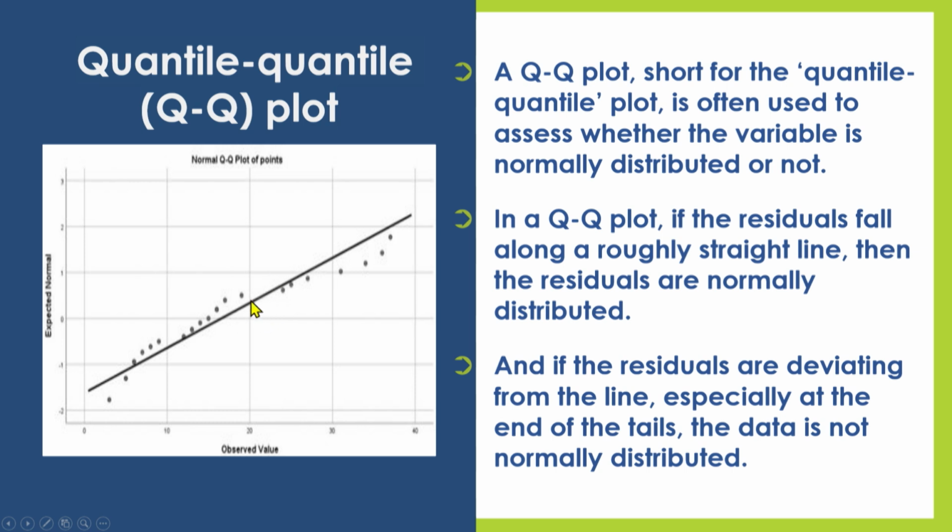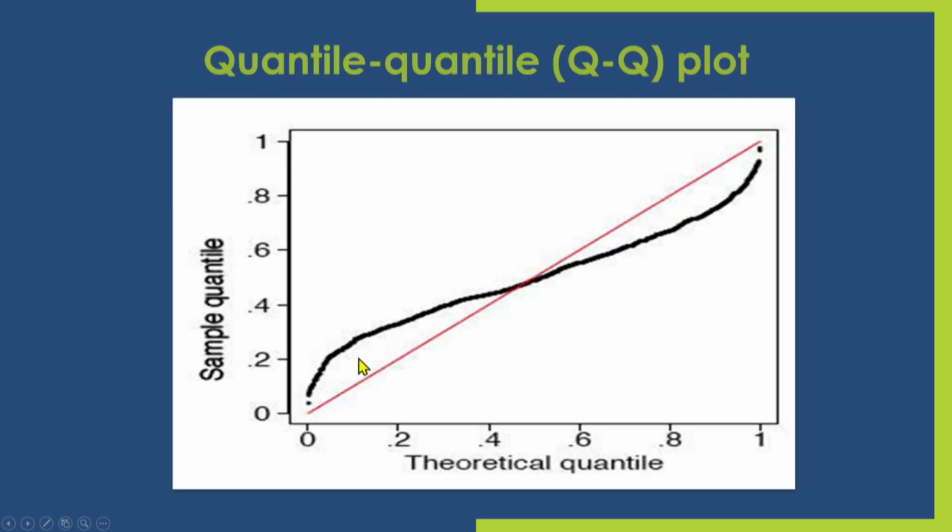From this QQ plot, these points are closely associated with the center line. That means that these residuals follow the normal distribution. In this graph, you may see the center line in red and the other points deviating from the center line. It means that this particular variable of the residuals does not follow the normal distribution.